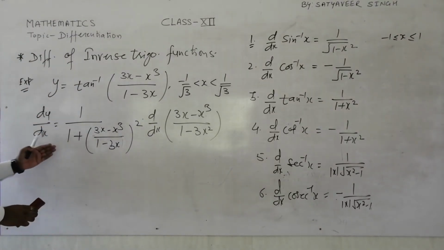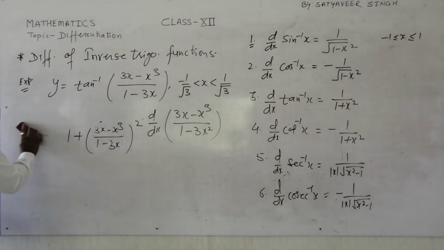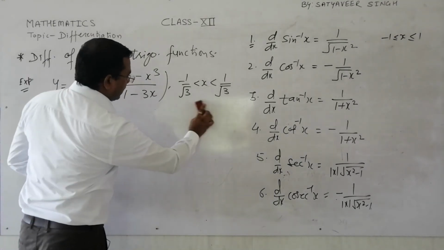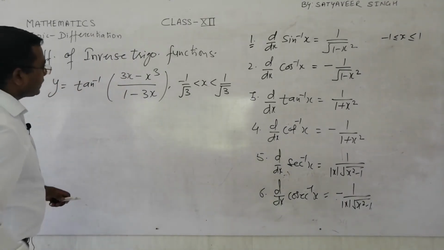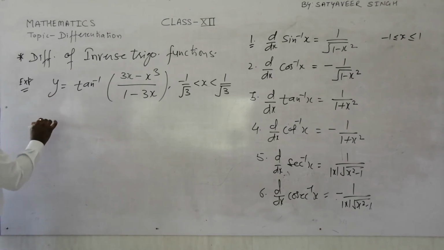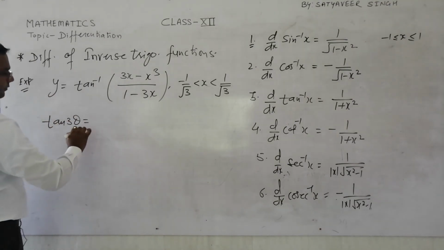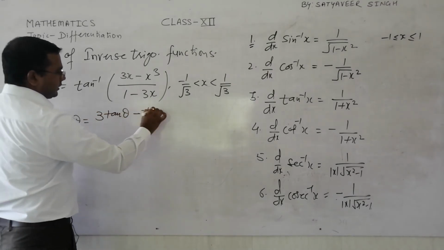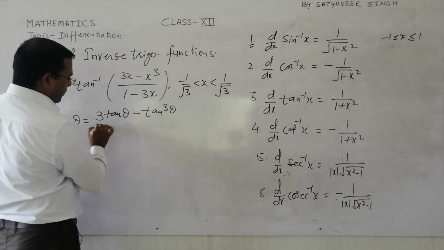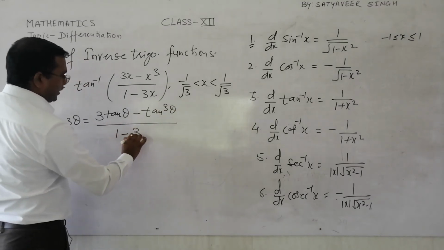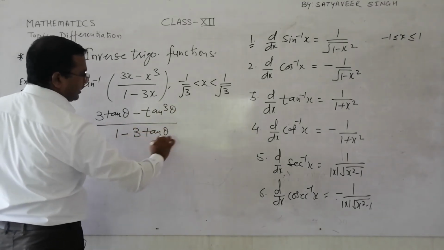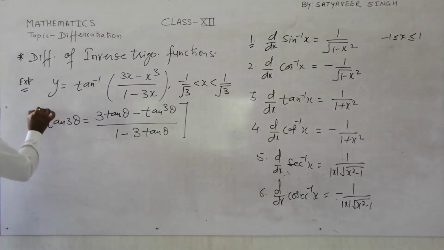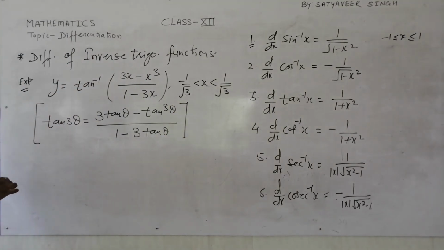So I am not going through this procedure. I am applying a shortcut method for finding the result from this. See what is that result. I know there is a formula of tan 3 theta. It is (3 tan theta minus tan cube theta) upon (1 minus 3 tan square theta). Everybody knows, I hope, this result of tan 3 theta.